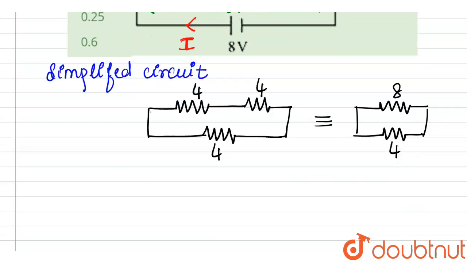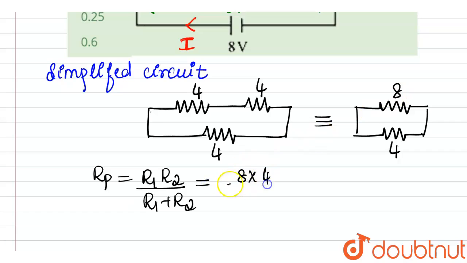Therefore, we know the formula to find out the parallel resistance. Parallel resistance is nothing but R1 R2 divided by R1 plus R2. So let's substitute for R1 and R2. R1 value is 8, R2 value is 4, divided by R1 plus R2, which is 8 plus 4, which gives me 12, for 1 times, for 3 times. Therefore, the equivalent resistance is 8 by 3 ohm.